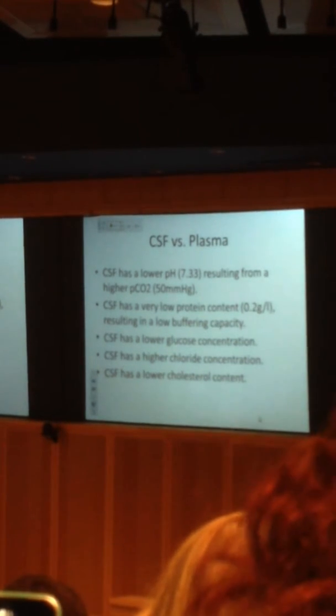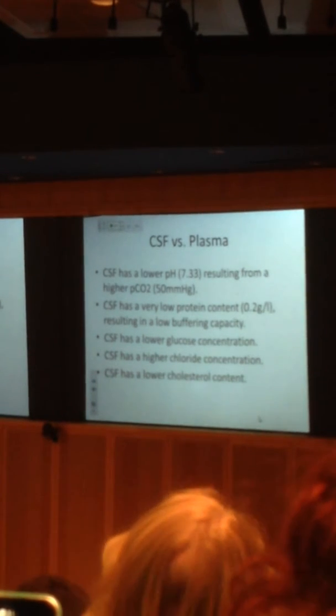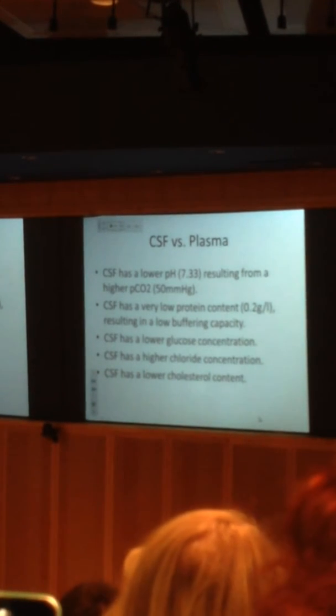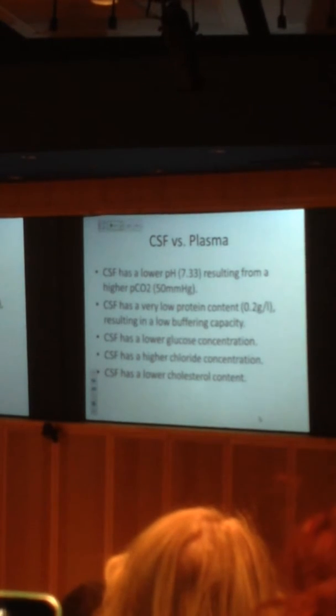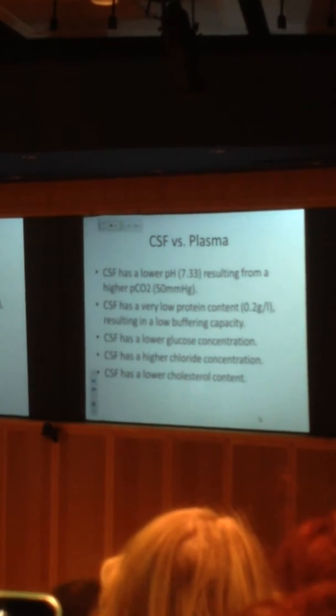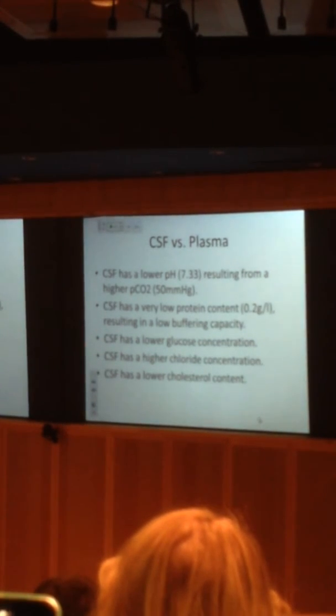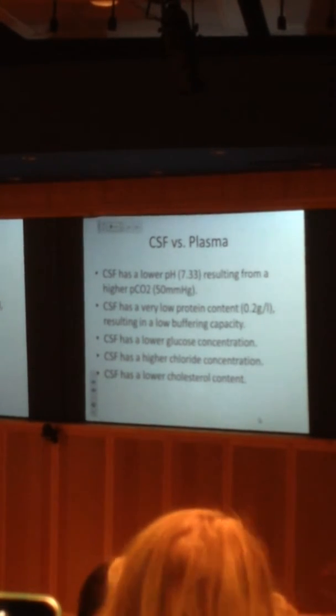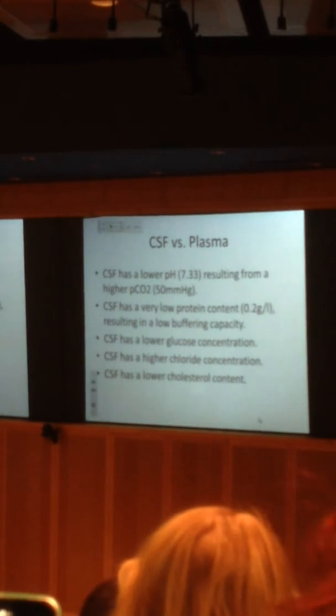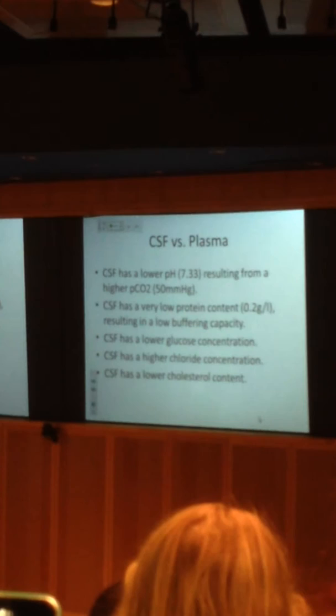Cerebrospinal fluid has a very low protein content. Because of that, it has a very low buffering capacity, which means that ion changes, for example hydrogen, affect your brain more, because protein can buffer a lot of those. So they have a low buffering capacity in your brain, in the cerebrospinal fluid or the interstitial fluid. Cerebrospinal fluid has a lower glucose concentration. Your brain really needs, we're going to see that in a second, your brain does have a very high demand for oxygen and glucose.